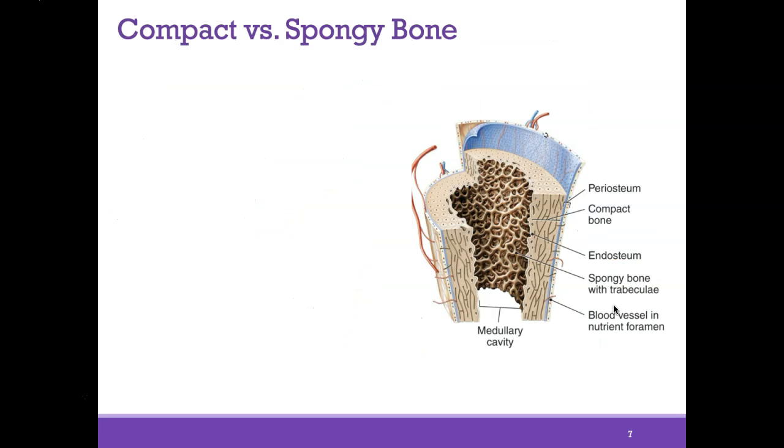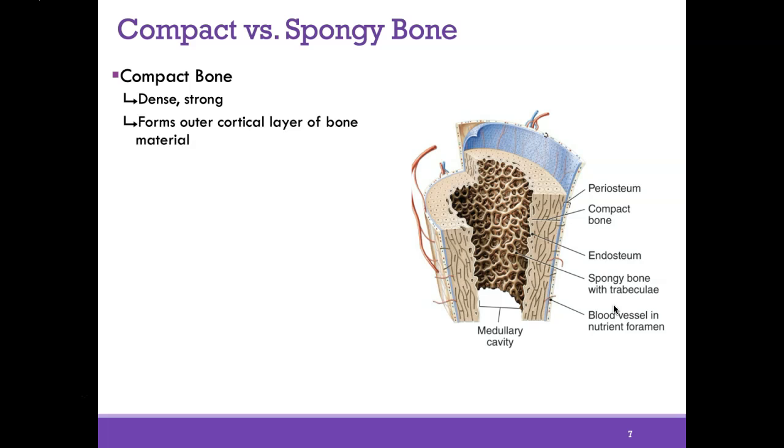So bones come in two different types. When we're talking about the tissue itself, bone can be either compact or spongy. Compact bone is very dense and very strong. It's also called cortical bone because it forms the outer cortical layer of bone material. So compact bone is very, very compact and very dense.